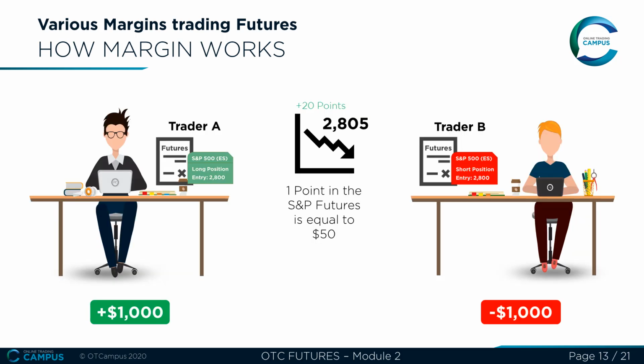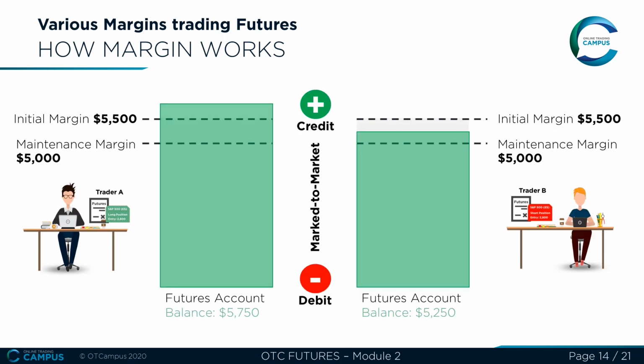The next day, the S&P 500 rallied 20 points. Trader A's account increased by $1,000 and is now at $5,750. His account balance is back above the maintenance margin requirement, which means he has satisfied his margin call. Remember, if his position didn't appreciate in value, he would have been required to add funds or close his position. Trader B's account balance went from $6,250 to $5,250.